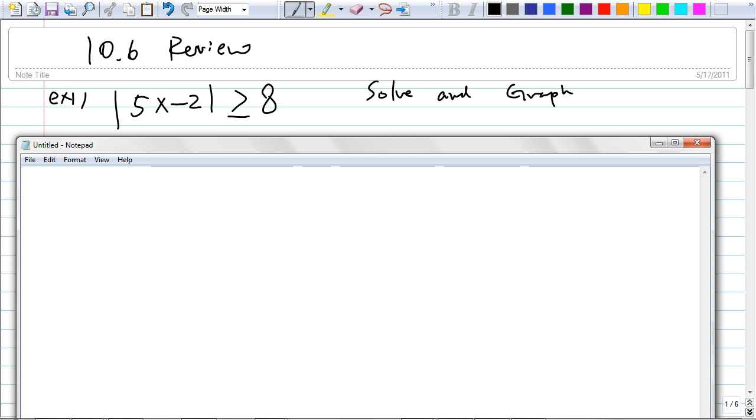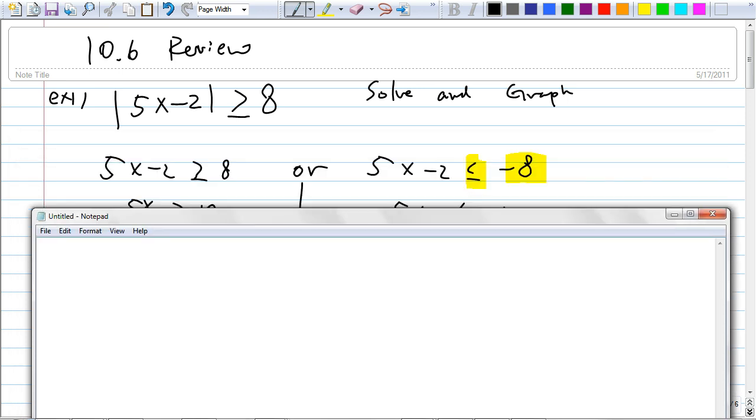Aram? X is greater than or equal to 2 and x is less than or equal to negative 6 over 5. No, not the answer. I want the two inequalities that we get straight from this. First, we get the same, yes. Ani? 5x minus 2 is greater than or equal to 8, and 5x minus 2 is less than or equal to 2. Good. Now, and or or in the middle? Or. Okay, good.